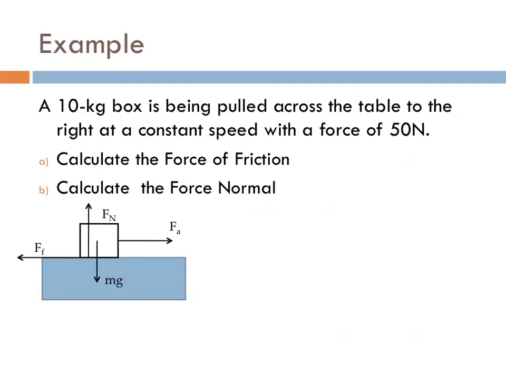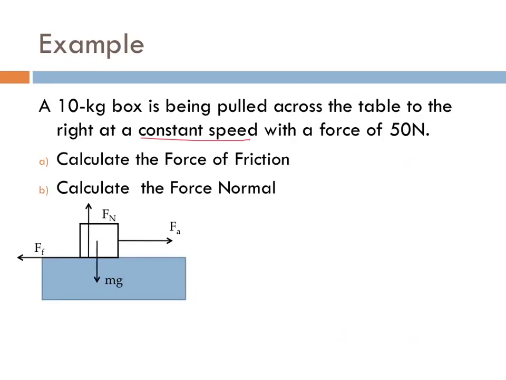So first off, with a very straightforward problem, it says a 10-kilogram box is being pulled across the table to the right at a constant speed with a force of 50 newtons. Calculate the force of friction and calculate the normal force. So here I've included a picture for you, but even if it didn't include a picture, and even if it didn't ask you to calculate the force of friction, you'd have to assume that there's friction involved, or that there has to be an opposing force, because it does say constant speed.